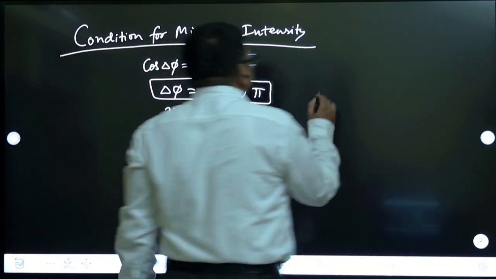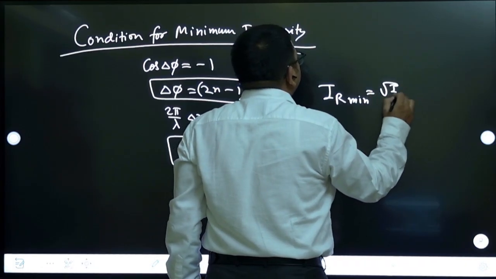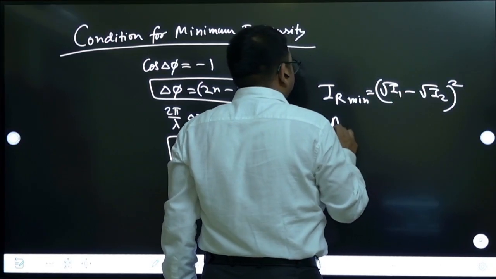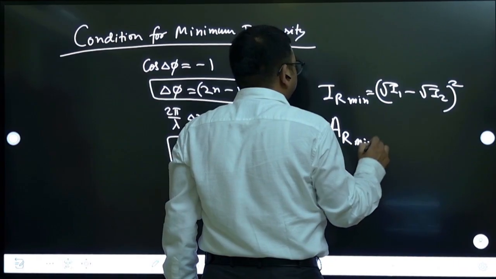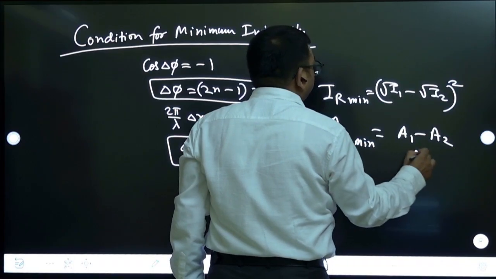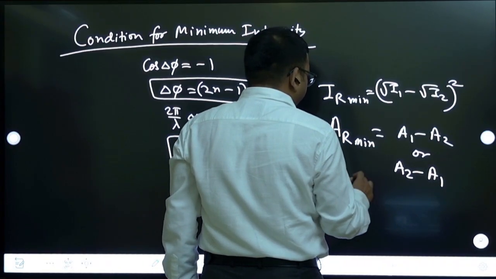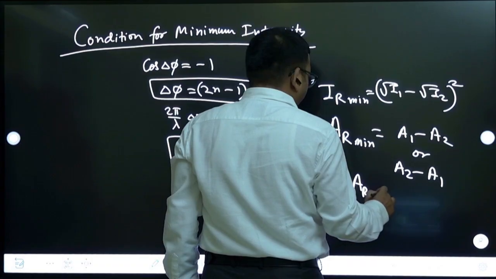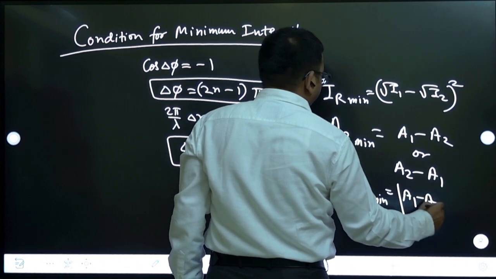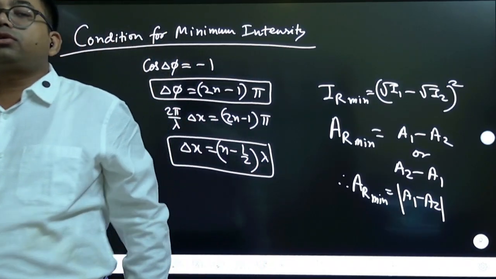Minimum intensity becomes (root I1 minus root I2) whole square, and the minimum resultant amplitude is A1 minus A2, or you can write A2 minus A1, whichever is bigger. That's why we can simply write this as a magnitude. Minimum intensity means the amplitude is mod of A1 minus A2, right? Because mod means both A1 minus A2 or A2 minus A1.